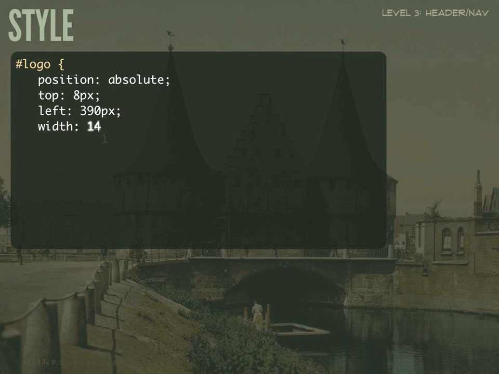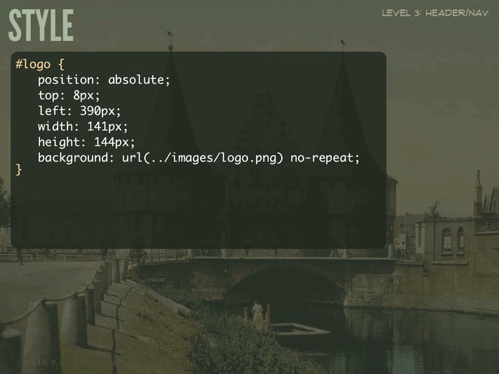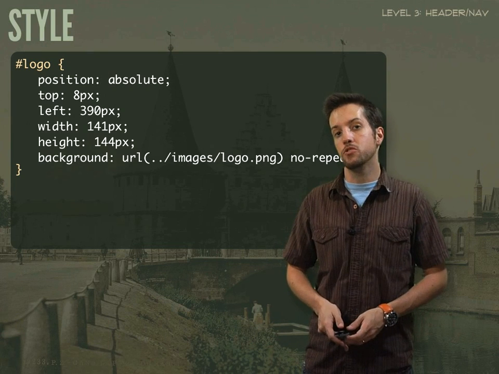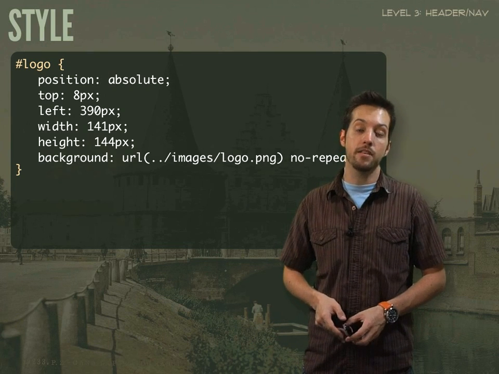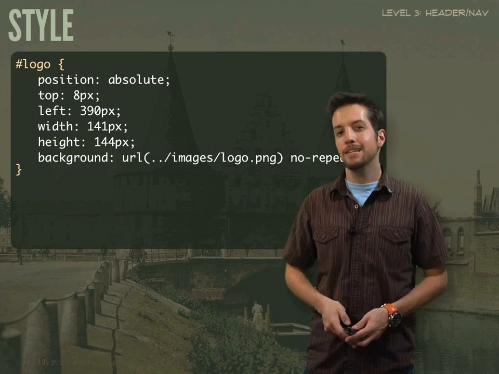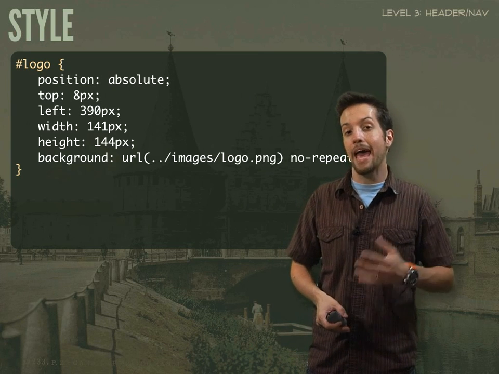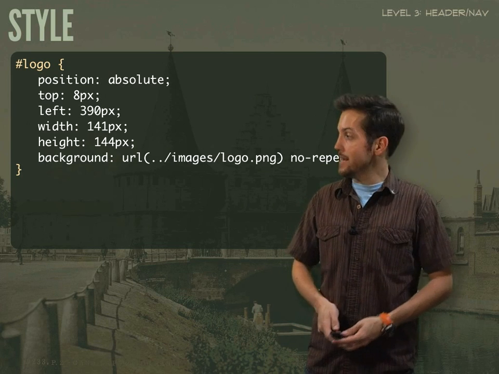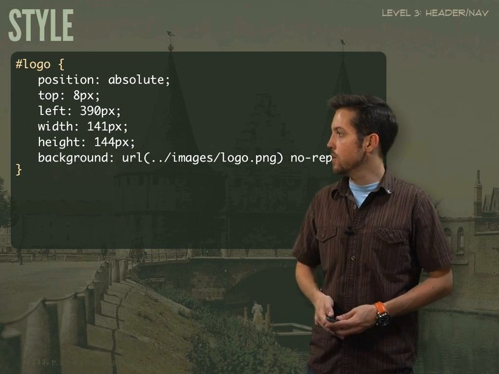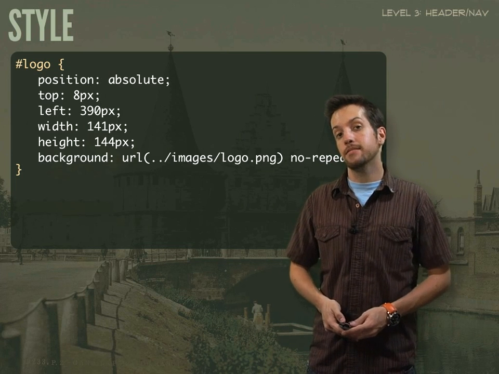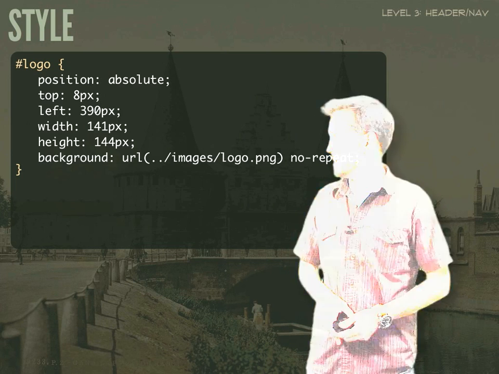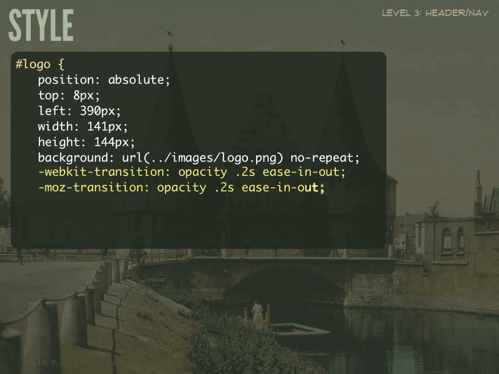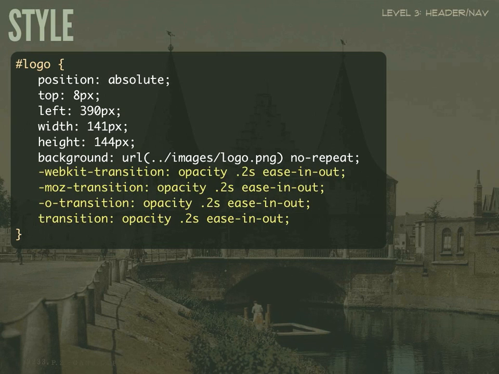Okay, so let's talk about our logo. For our logo, we could have done the same thing as we did for our previous two images and just adjust the opacity values on hover. But instead, let's get a little crazy and actually add a CSS transition to the hover state. First, let's look at our basic styles for our logo. Now we're going to add CSS transitions to our style sheet. So here's what the code would look like. Notice we have our vendor prefixes first for WebKit, Mozilla, and Opera, and then the basic property following.